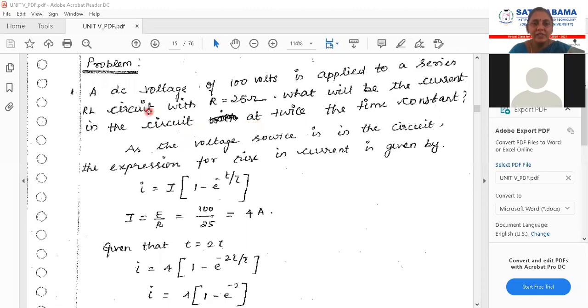Now they have given that it is going to be an RL circuit. R is 25 and the DC voltage is 100 volts. Okay, this has been given. Now, what you have to find is the current in the circuit at twice the time constant. So the twice the time constant value they have given.